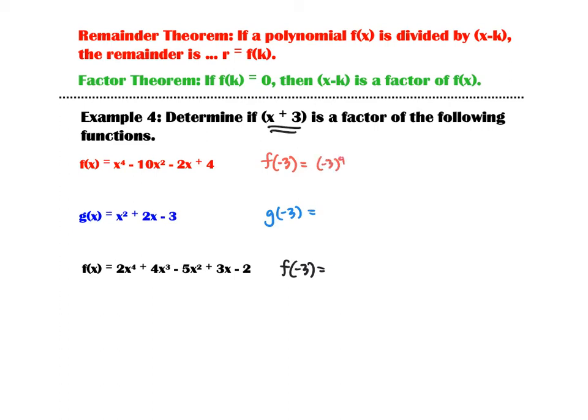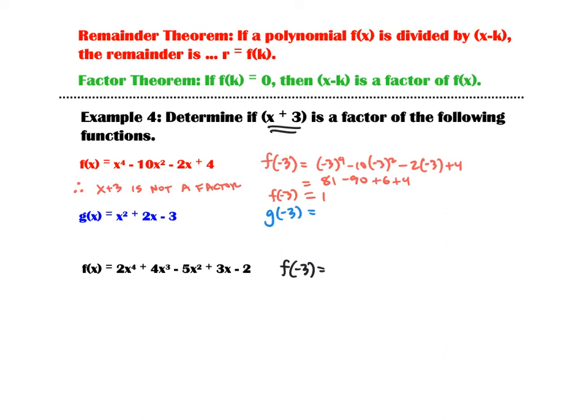-3 to the 4th minus 10 times -3 squared minus 2 times -3 and plus 4. That's 81. That'll be minus 90 plus 6 plus 4. That's definitely not going to equal 0. That's going to equal, what will that equal? It's negative 9 plus 10, that's 1. So f of negative 3 is equal to 1. Therefore, x plus 3 is not a factor.